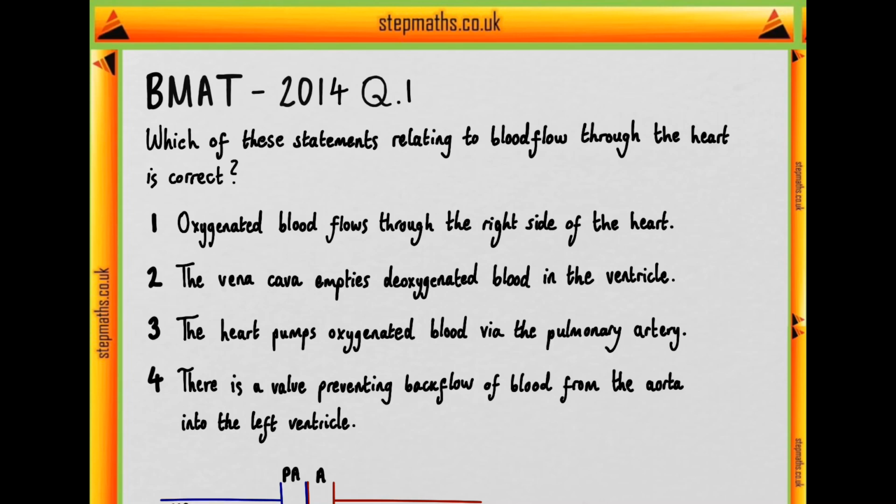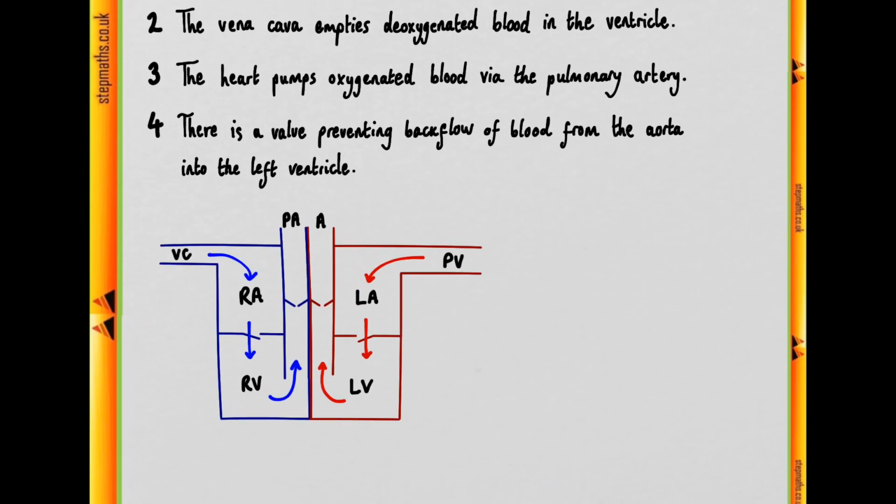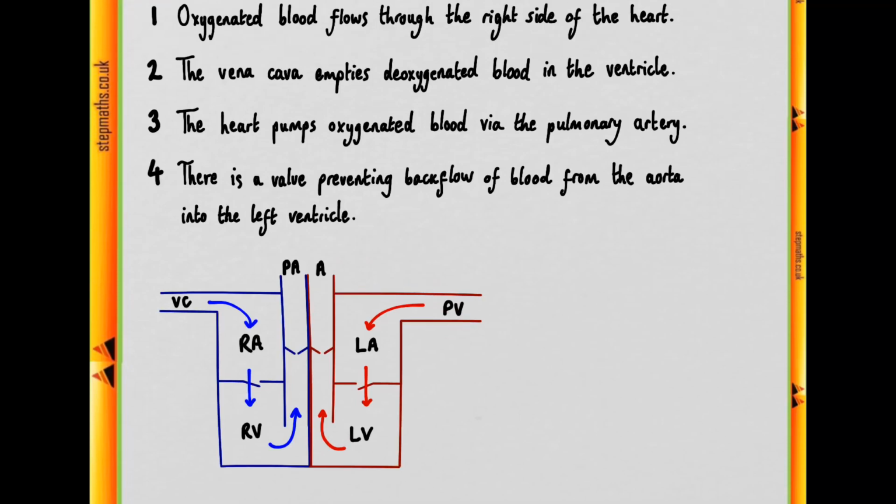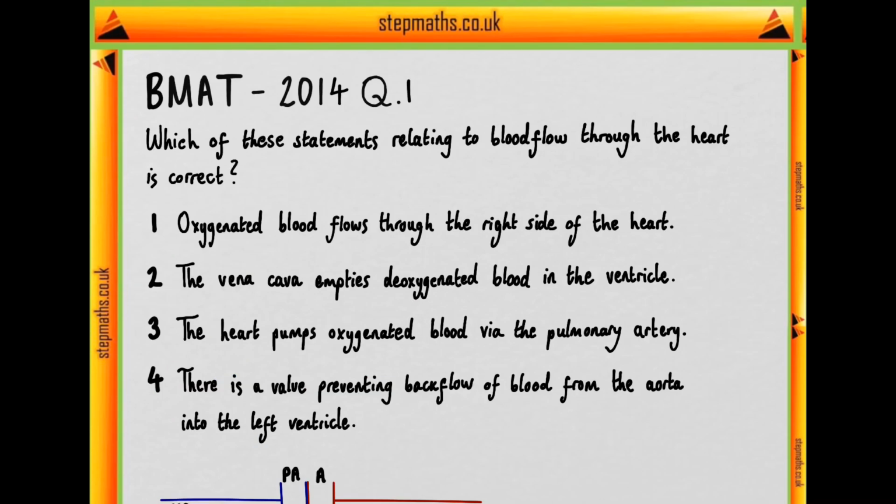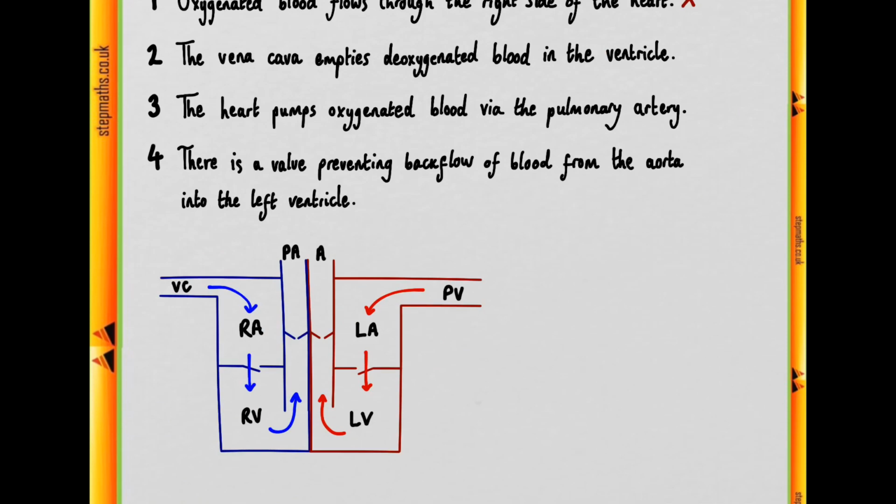So that's the basic scheme of the heart, and that will really help us when it comes to these questions. So let's start with question 1. Statement 1: oxygenated blood flows through the right side of the heart. Well, as we've talked about, oxygenated blood flows through the left side of the heart, so that's wrong. Moving on to the second statement, it says that the vena cava empties deoxygenated blood in the ventricle. Now we know that it empties into the atrium rather than the ventricle.